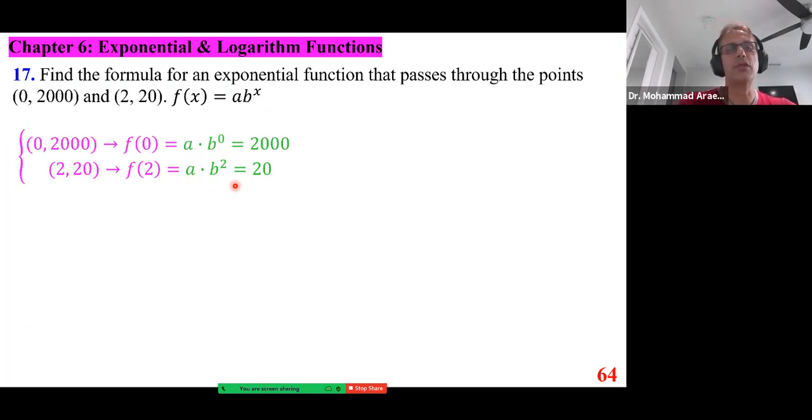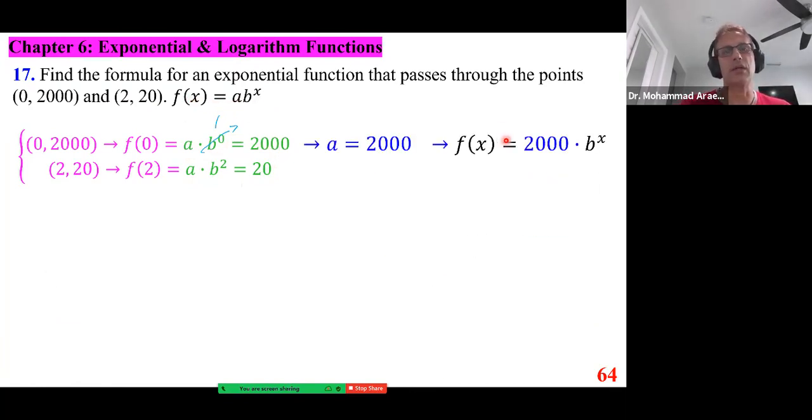The first one is very straightforward. b to the power of 0 is 1, so a becomes 2000. Let's just do that. This goes to 1. So a becomes 2000, which means your function f of x is 2000 times b to the power of x. So that's the meaning of that.